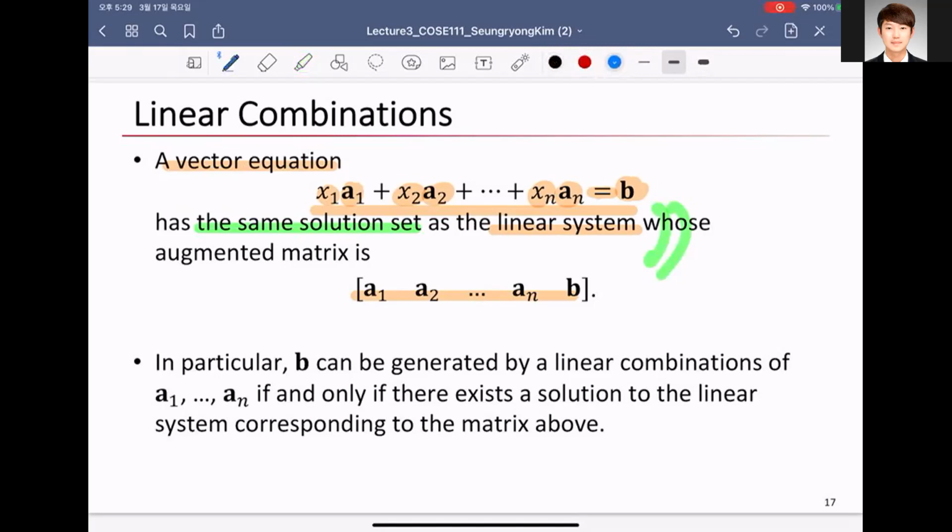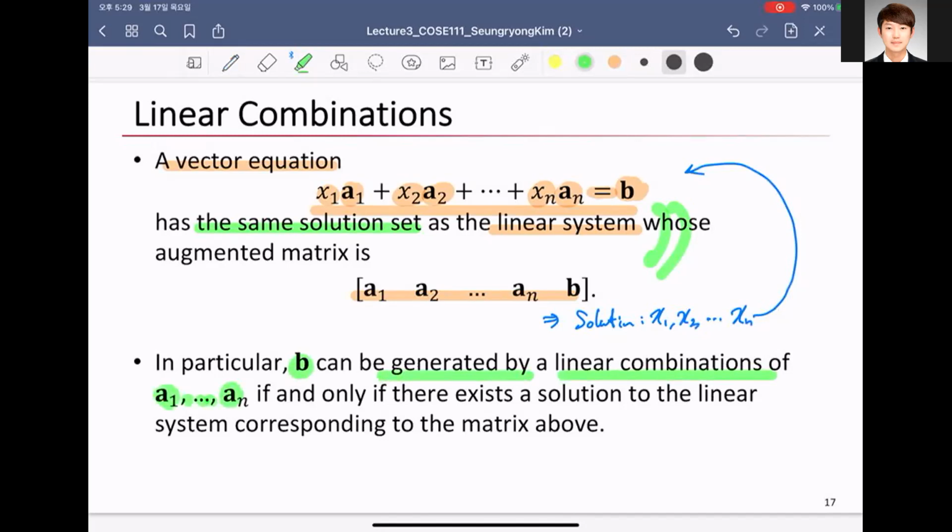In other words, if the solution of this augmented matrix is x1, x2, up to xn, then this solution is going to be the solution again for the above vector equation. Okay, so that's it. In particular, it can be generated by linear combination of the A1 to An if and only if there exists a solution to the linear system corresponding to the matrix above.